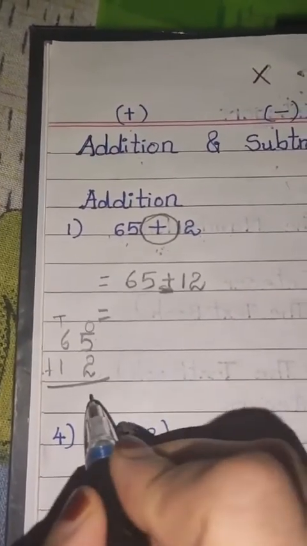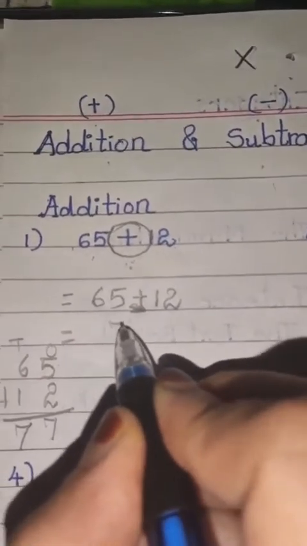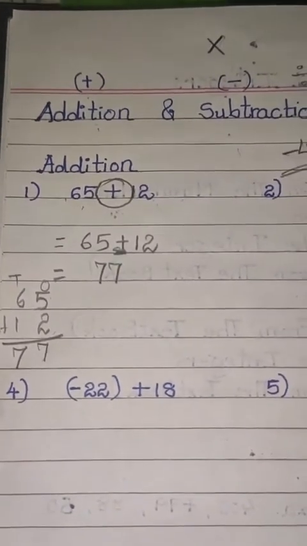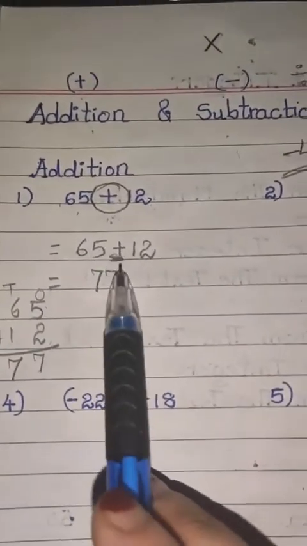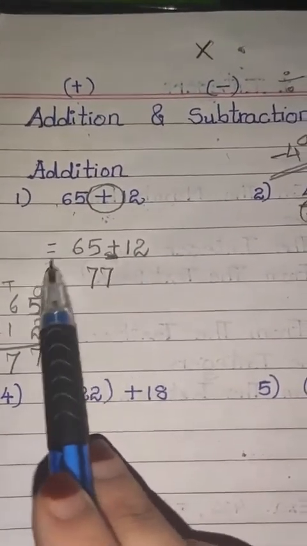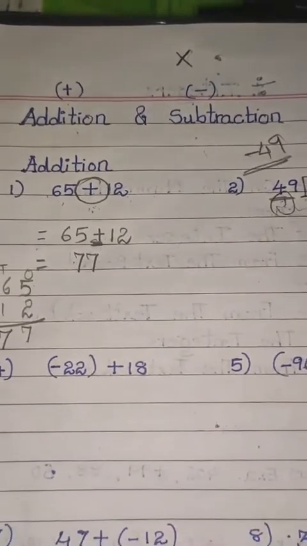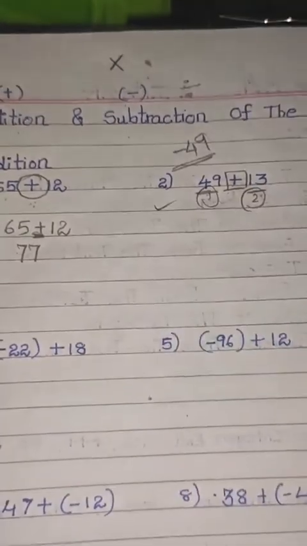Place value: ones and tens. So 5 plus 2 is 7, and 6 plus 1 is 7. So your answer will be 77. And as both numbers are positive, your answer will be positive. I hope you understood this first type of sum. The second one you will do by yourself.